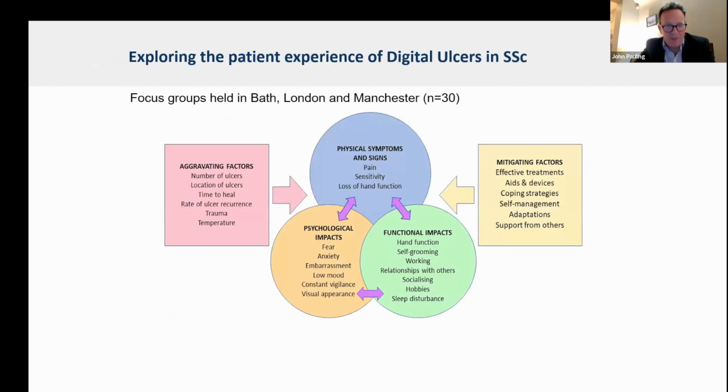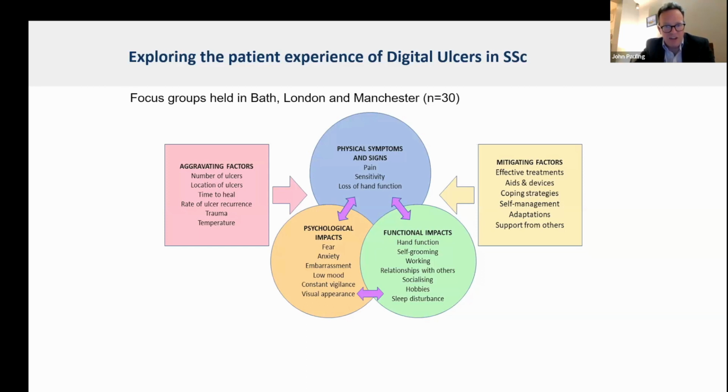There are clear parallels here between the experiences we identified from this work and the work from the Raynaud's, although the analysis was actually undertaken by a different experienced qualitative research team at the University of Bristol. Again, physical symptoms and signs form the mainstay of the experiences. This has a big psychological impact and an emotional burden, fear, anxiety, embarrassment. There's a huge functional impact. We heard from Edith about the difficulty people have using their fingers when there are active lesions on the fingers.